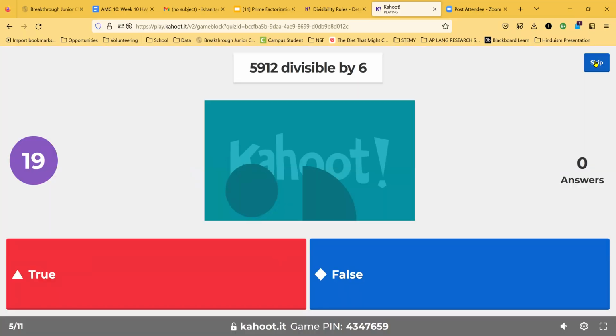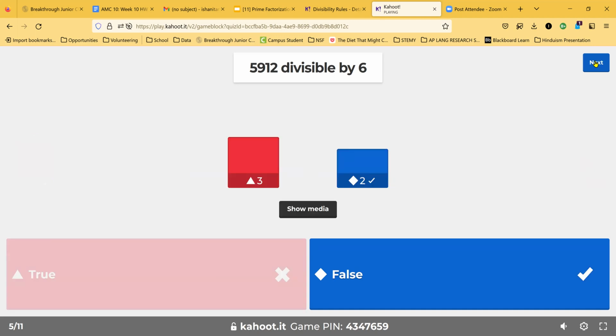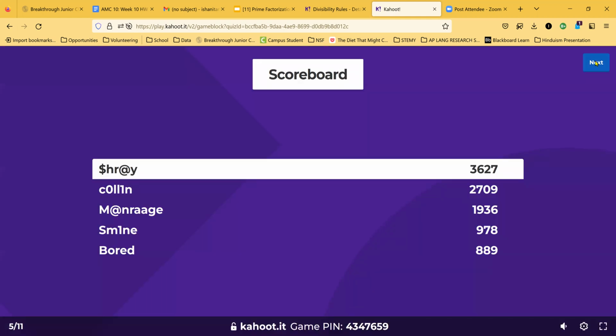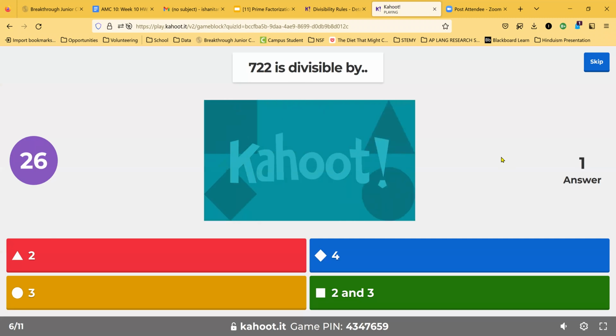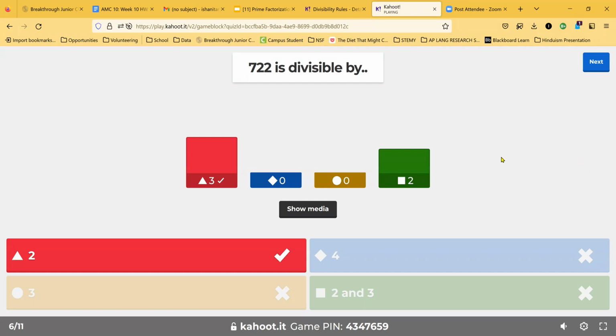5912 is divisible by 6. True or false? Okay, yeah, it is false. It's not divisible by 6 because it's not divisible by 3. 5 plus 9 plus 1 plus 2 is 17, which isn't divisible by 3. 722 is divisible by which of the following? Okay, yeah, it is 2. It's not 2 and 3. 7 plus 2 plus 2 is 11, not a multiple of 3.